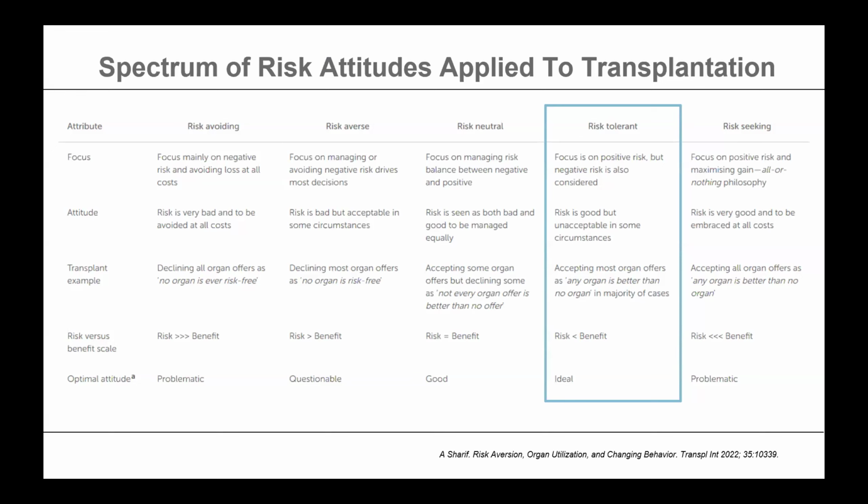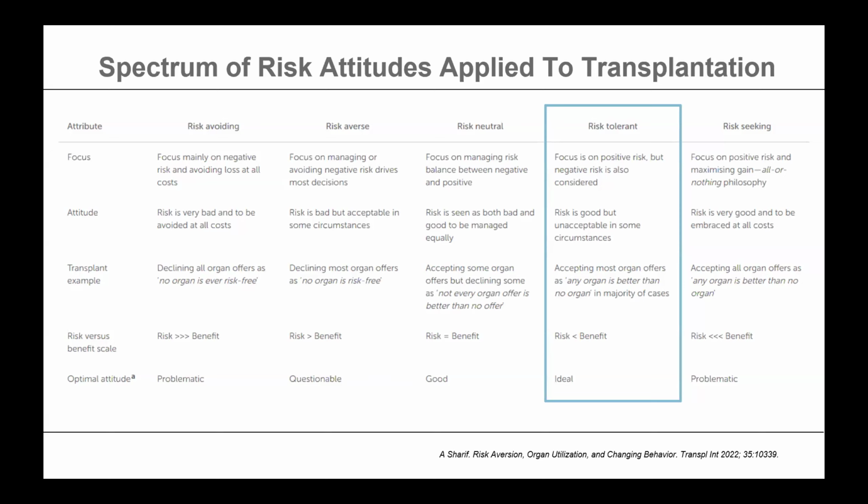So this was a wonderful article that was written and published in Transplantation International in 2022 that talked about these different risk attitudes. When you think about risk avoidance, being risk averse, risk neutral, risk tolerant, or risk seeking, I advocate that we think about how we can become more risk tolerant by focusing on the positive risk, but also negative risk must be considered.